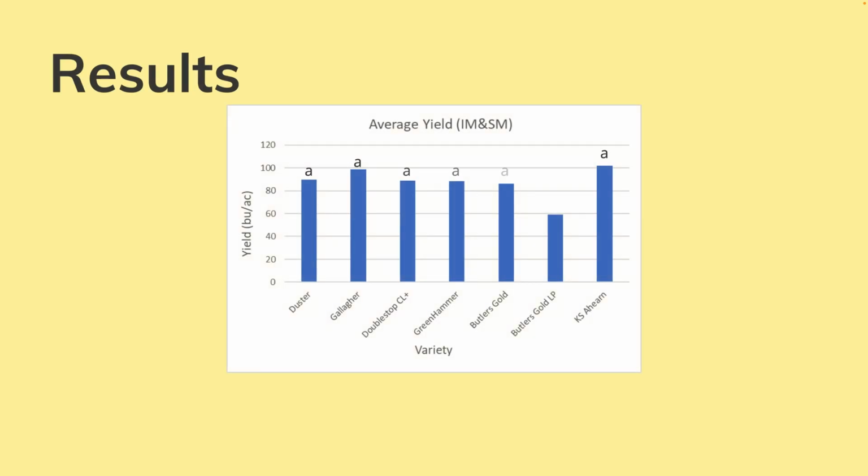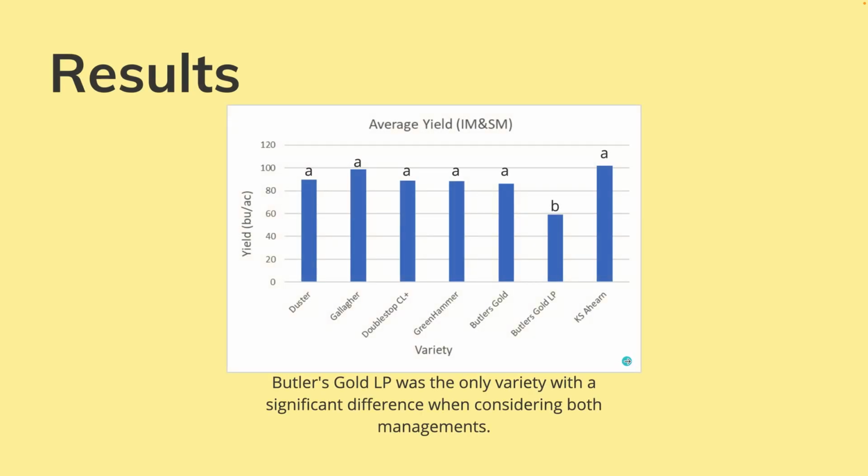Moving on, here you can see that when you consider both managements and you only compare the differences between varieties, you see that Butler's Gold Planet was the only one that had a statistical difference.